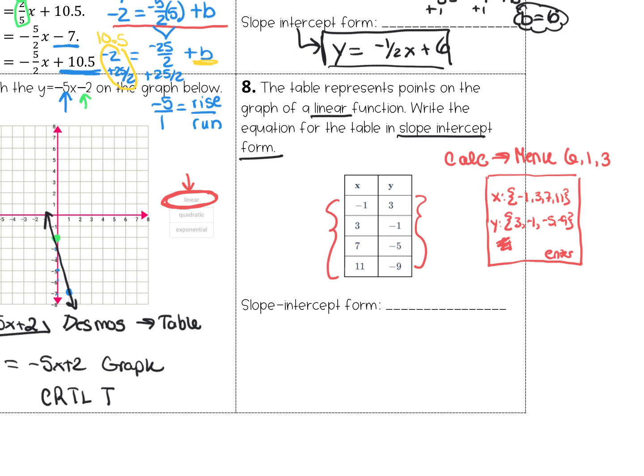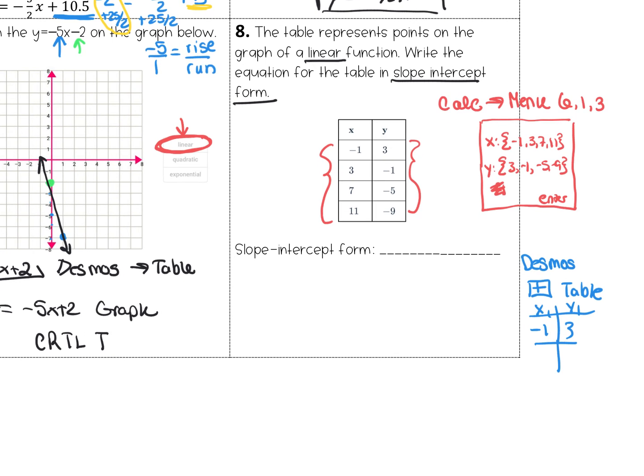If you're at home working on this, or you prefer Desmos, then the Desmos way, you open up Desmos, and then you're going to press the plus button in the top left-hand corner and pick table. So a table is going to show up like this. It's the x1, y1. And you're just going to type your table in. Negative 1, 3, 3, negative 1, 7, negative 5, 11, negative 9. So this is like your first line in Desmos, like this on your screen.